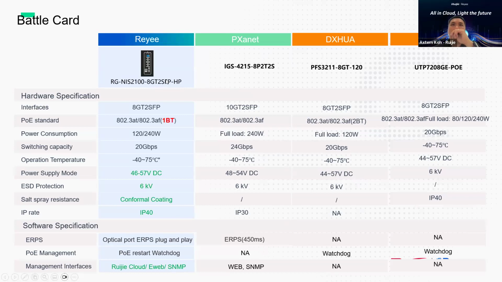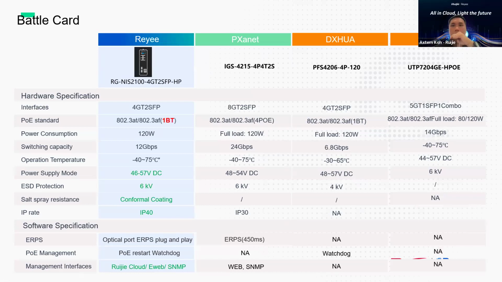Okay, so what is the advantage? We are going to compare with them, right? So we do have the IP40 rating. For those, some of them may be IP30 only. Okay, you need to take note. And even those, we have a conformal coating for the PCB board, support the ERPS plug and play, watchdog and reject out, lifetime monitoring and EWAP SMP. We also support these in our NIS 2100 series.